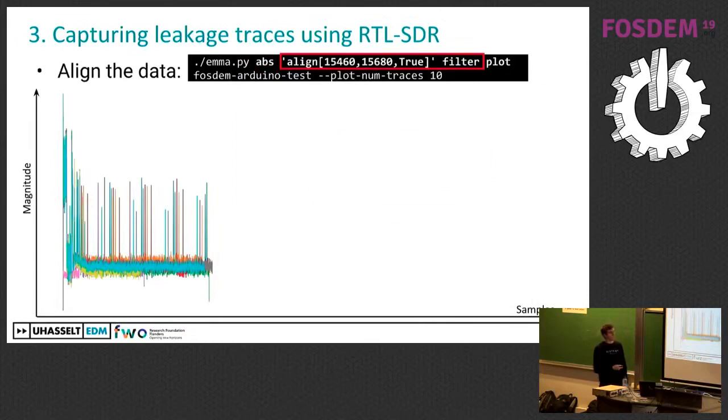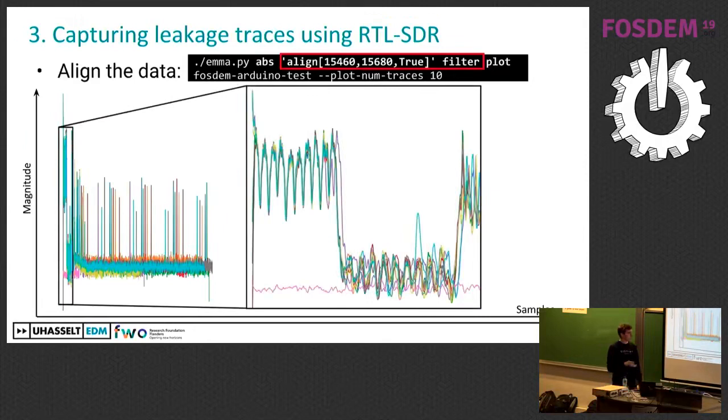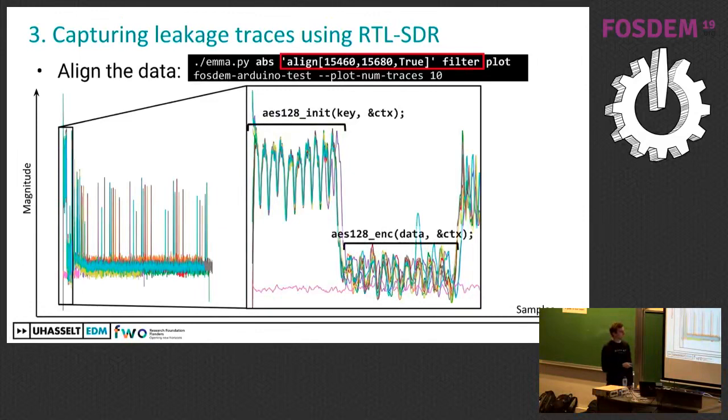Now in EMMA, this is implemented as a simple cross correlation. You can give the align command. And then after that, I also did a filter just to remove some of that high frequency noise. And now some interesting patterns start to emerge, because now we can really see what the AES algorithm is doing, because this section here corresponds to the AES init function, and this section is really the AES encryption function. So if you look closely, you can count 10 peaks, which correspond to the 10 rounds that AES is executing.